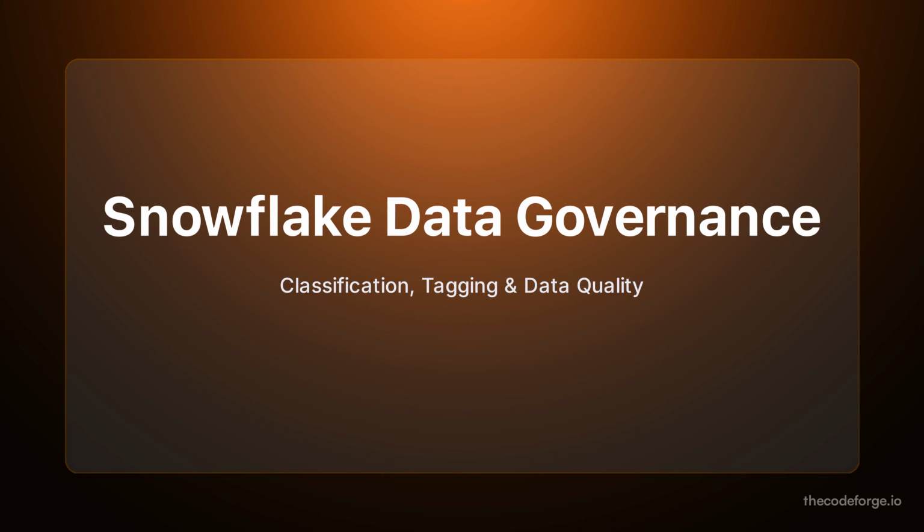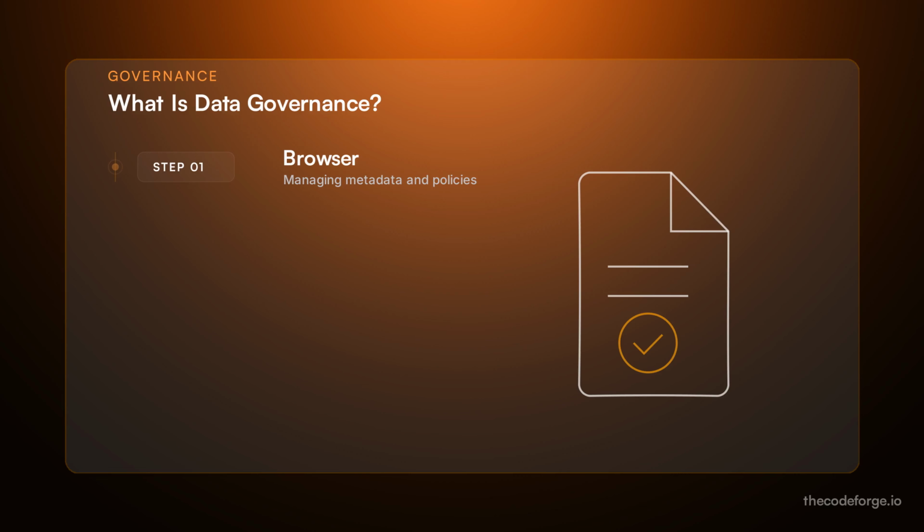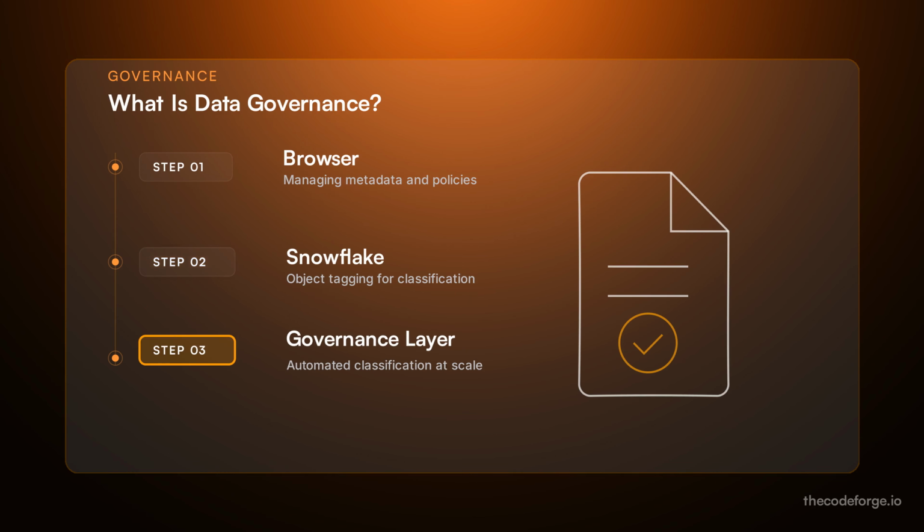In this lesson, you'll learn how to use object tagging, automated classification, and data quality monitoring to build a production-ready governance layer. Snowflake Data Governance means, from browser to database, the governance layer manages metadata, enforces policies, and monitors data quality using object tagging, classification, and automated alerts. Think of it like a library. Tags are stickers on books, classification is sorting, and data quality checks for missing pages.